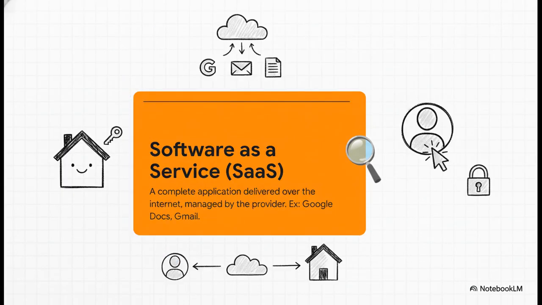And finally, we have the layer that we're all most familiar with, Software as a Service, or SaaS. These are the complete finished applications you use every day online, like Gmail or Google Docs. The provider manages absolutely everything. To finish our analogy, this is like renting a fully furnished, move-in ready home. You just show up, turn the key, and start using it.